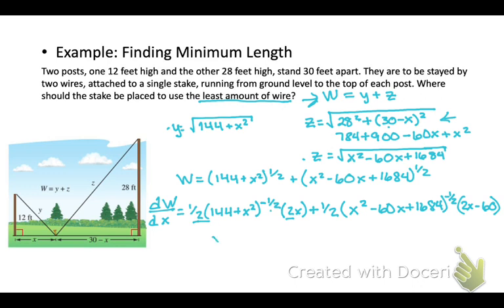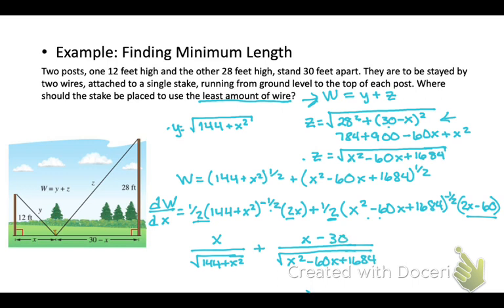So that gives me x over the square root of 144 plus x squared, plus all this comes down at the bottom, the square root of x squared minus 60x plus 1684. And then half, can 2 go into 2x minus 60? Yeah, so it would be x minus 30.